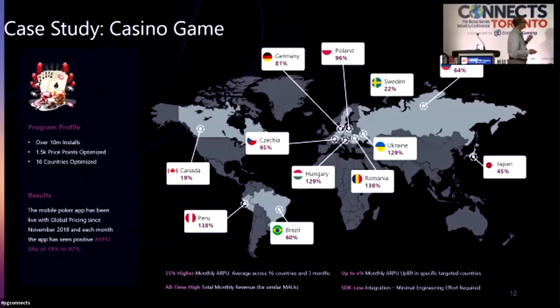A couple of case studies to share. I like this one. It's a casino game. I mean, let's name them, but it's part of a large public company, so they do real money gaming. They rely on us for pricing, and it's been live since 2018. The point being, pricing is not a set-it-once, done proposition, right? As I said earlier, the world changes, people come in and out of your game, and your pricing also needs to adjust accordingly.